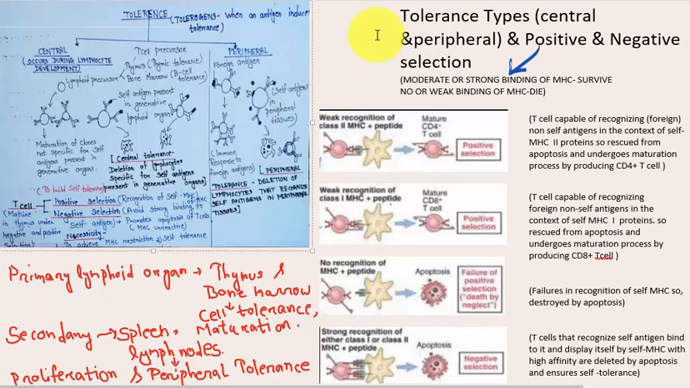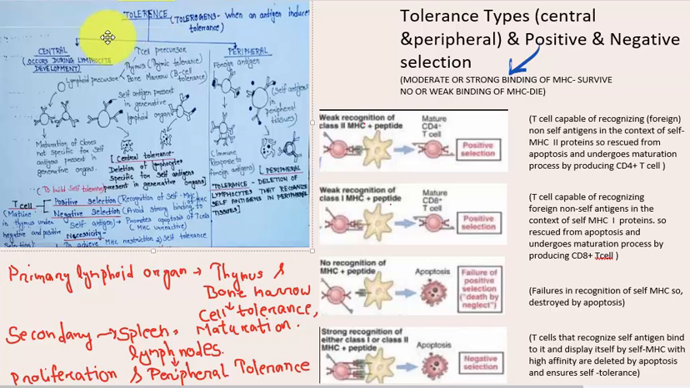Today we are going to learn about tolerance, what the types of tolerance are, and what positive and negative selection are. What is tolerance? Tolerance is a state in which a particular individual is not capable of developing an immune response to a specific antigen. The next one is tolerogens. When an antigen induces tolerance, that antigen is called a tolerogen.